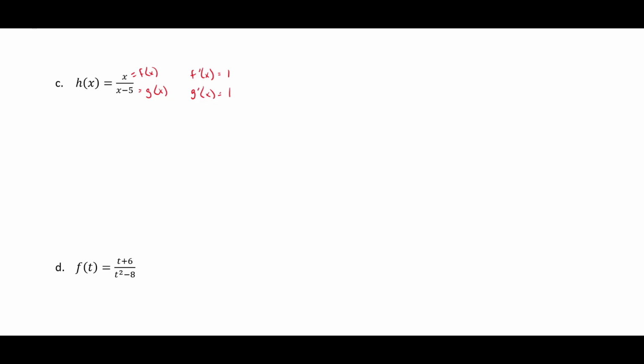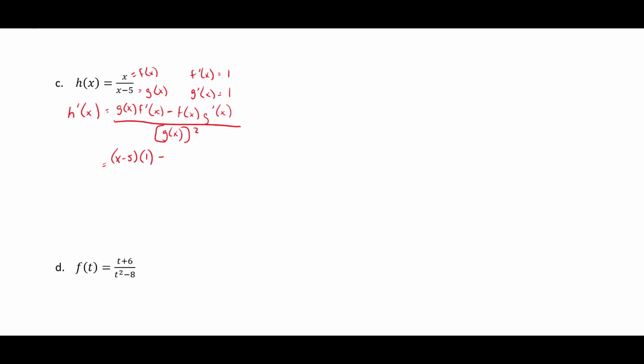So now let's differentiate this. By the quotient rule, h prime of x is going to equal the bottom times the derivative of the top, so g of x times f prime of x, minus the top times the derivative of the bottom, so minus f of x times g prime of x, all over g of x quantity squared. So substituting in everything we know, g of x is x minus 5. f prime of x is 1.